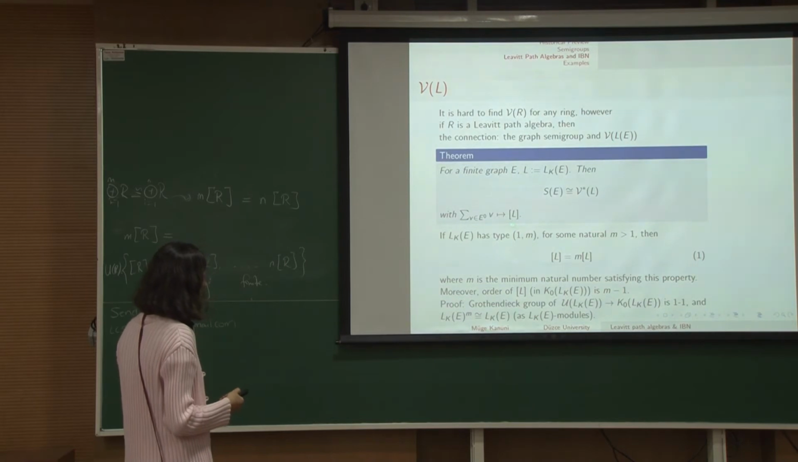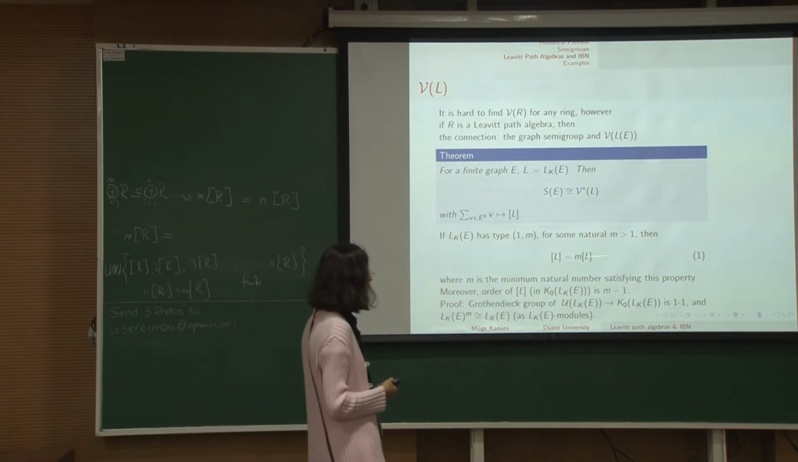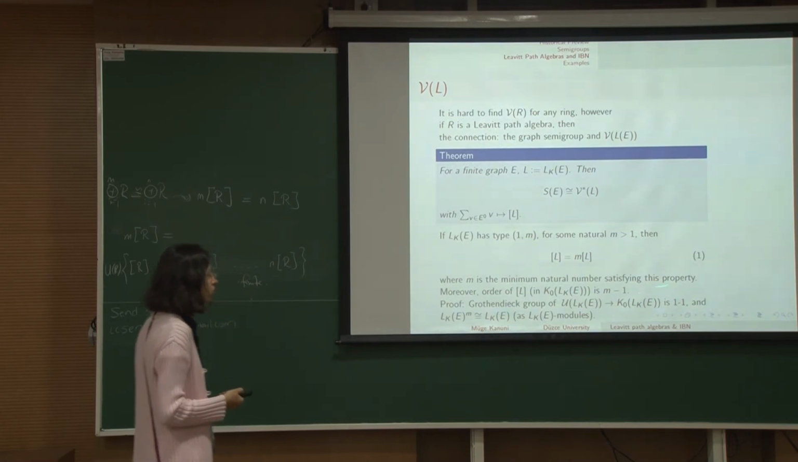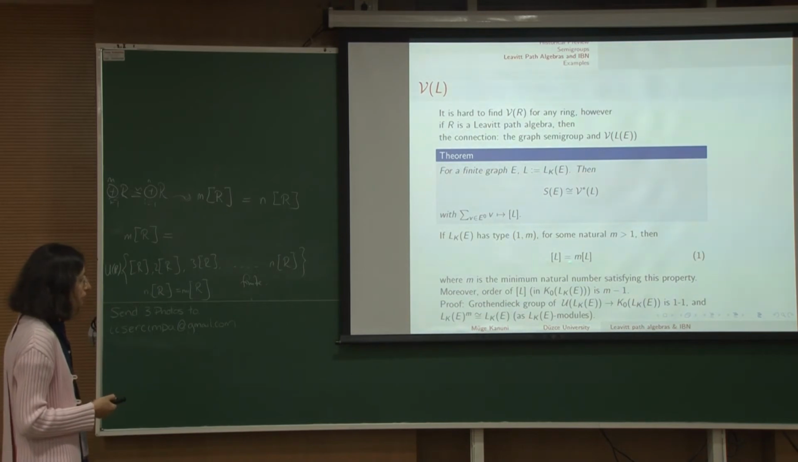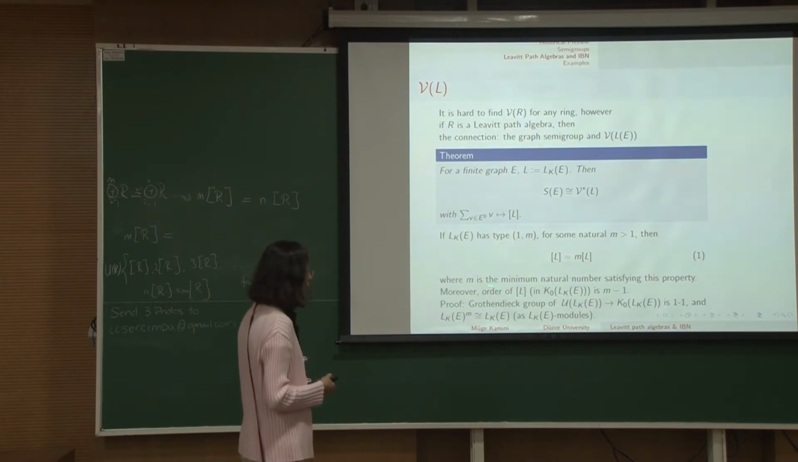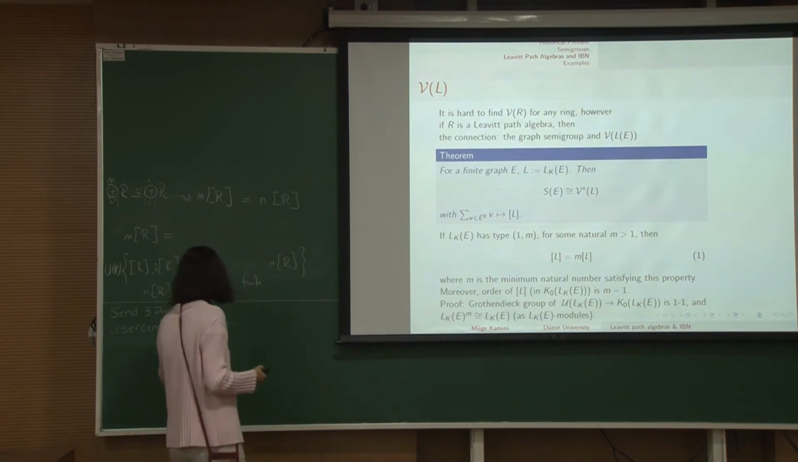Okay. So, after looking at this, we have B into L. The type, if the Leavitt path algebra has type 1, M for some natural number M, then we see that one copy of L is equal to M copies of L, where M is the minimum natural number satisfying this property. Moreover, if you look at the order of this element, recall that this element is in U of R, or we have L for now.